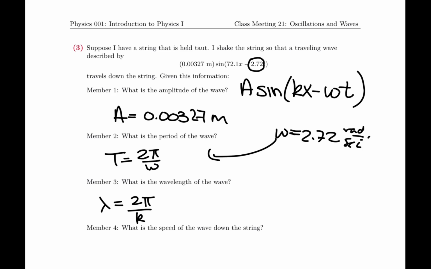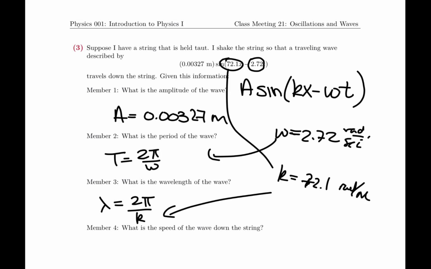That is related similarly to this thing we call the wave number, which is the number that's in front of x. So in this case, the wave number is 72.1, I guess, radians per meter. So you could plug that in.